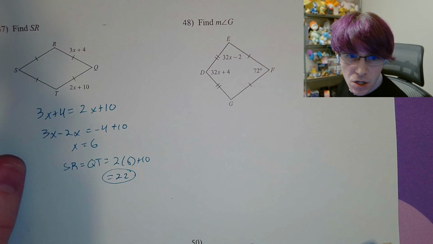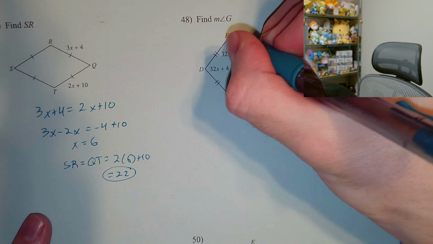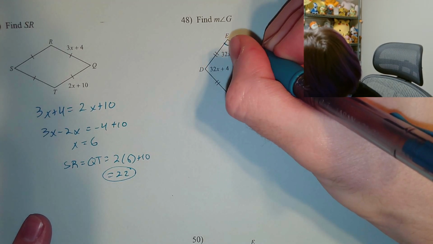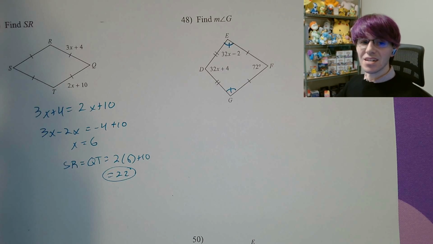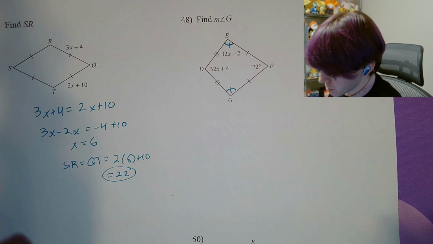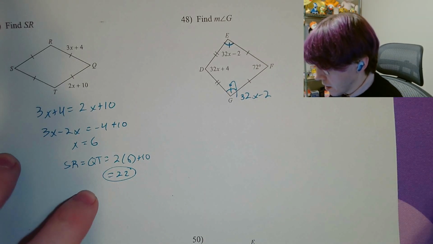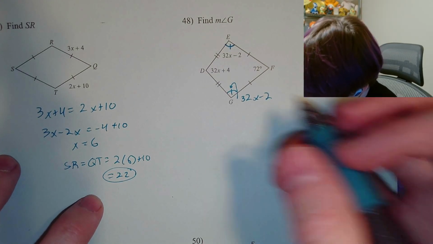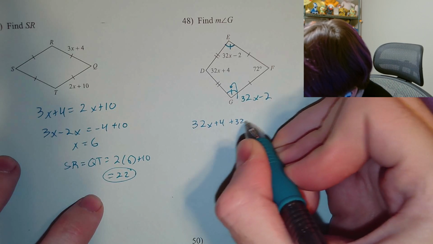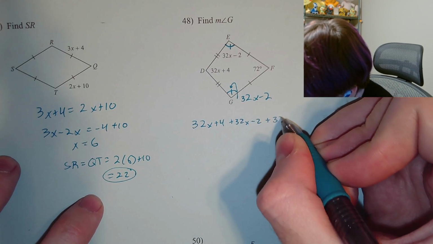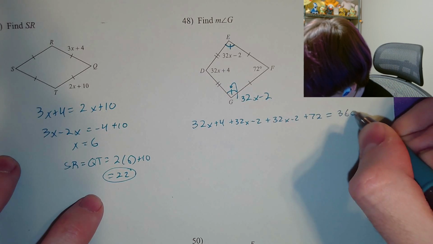Beautiful. Question number 48. This is probably one of the harder questions on the packet to really get right. The idea is that on a kite, the angles that are opposite and in between, so two things, opposite and in between, the sides that are different lengths are equal to each other. Or in other words, this one is also going to be a 32x minus 2. And that's going to mean that all four of those add up to 360 degrees. So 32x plus 4 plus 32x minus 2 plus 32x minus 2 plus 72 is equal to 360.